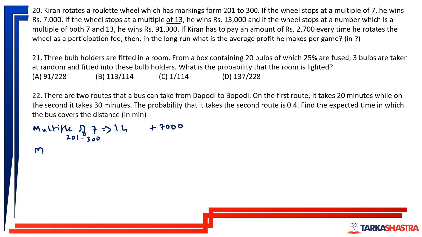If the wheel stops at a multiple of 13, so how many multiples of 13 are there between 201 and 300?